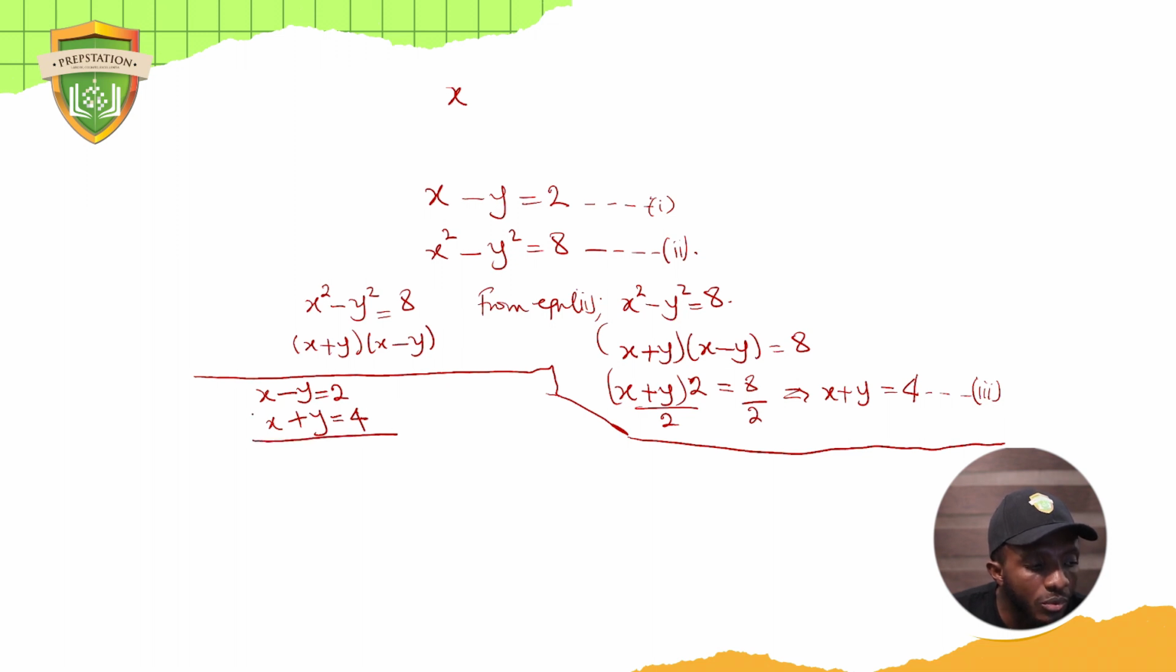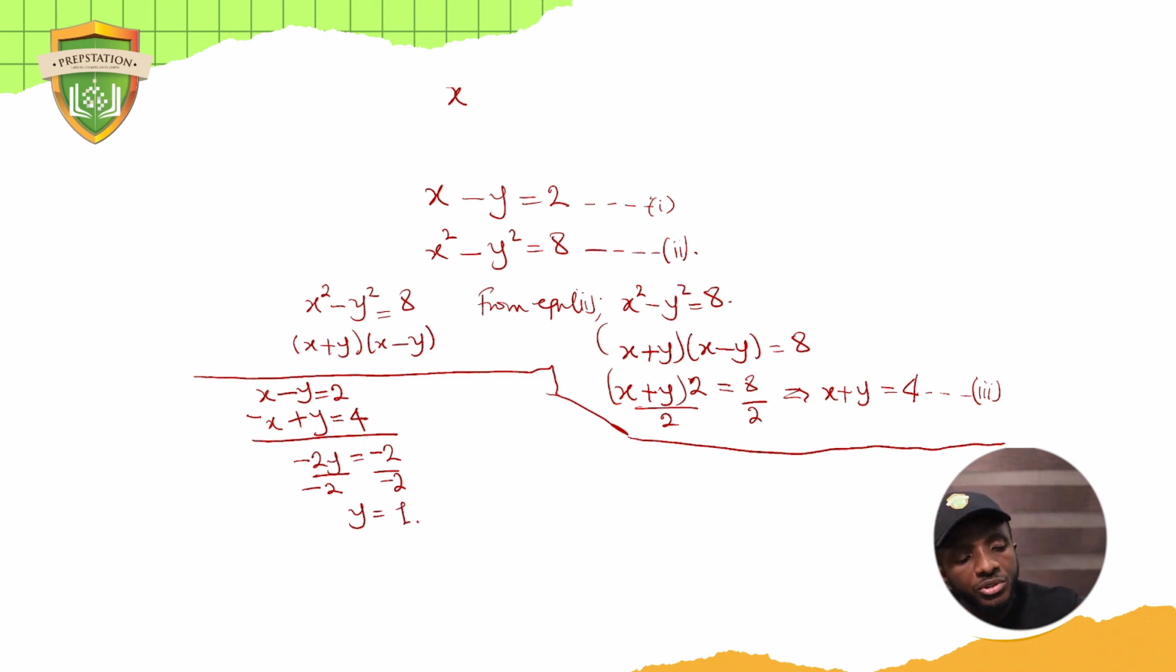What do we do? We just subtract. x minus x is 0. Minus y minus plus y is minus 2y. 2 minus 4 is minus 2. So if we divide both sides by minus 2, my y becomes equal to 1.